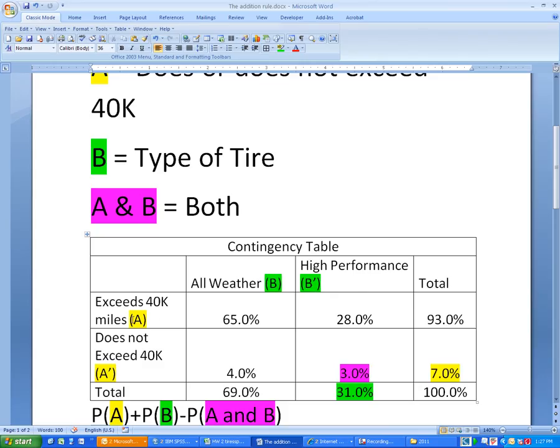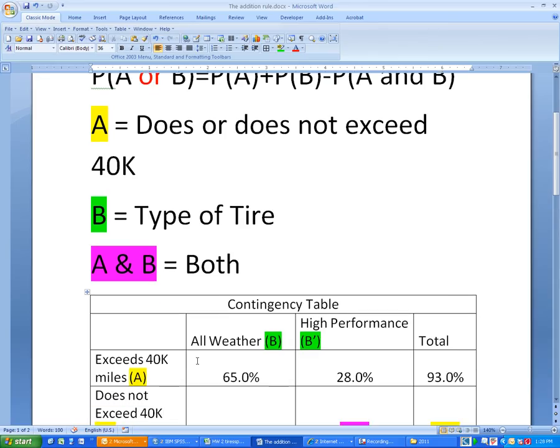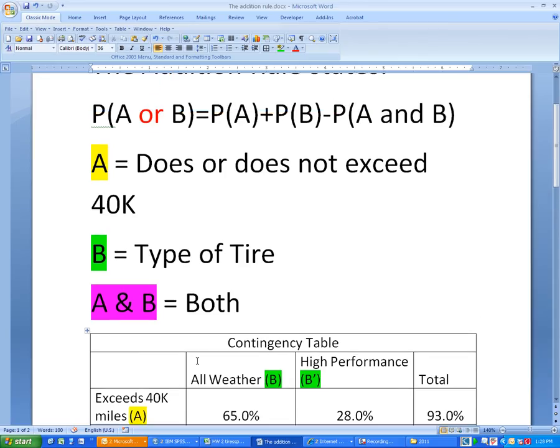And whatever you have designated as A and B, the complement, as it is referred to in the textbook, would be denoted by B apostrophe or A apostrophe. So in our example, A is either the tire does or does not exceed 40,000 miles, and B equals the type of tire. And then A and B would be the combination of both. So to employ the addition rule, it's simply a matter of finding this information in your sample space or contingency table and just plugging those values into the formula.